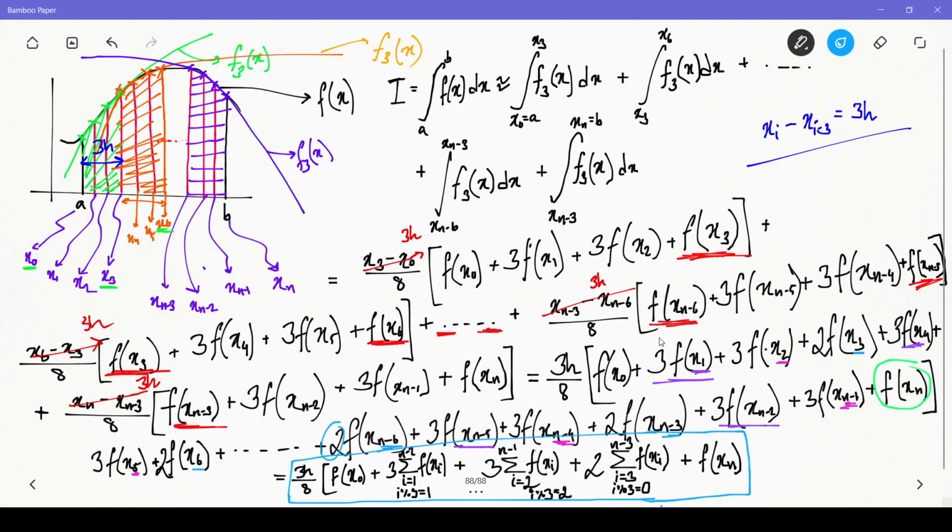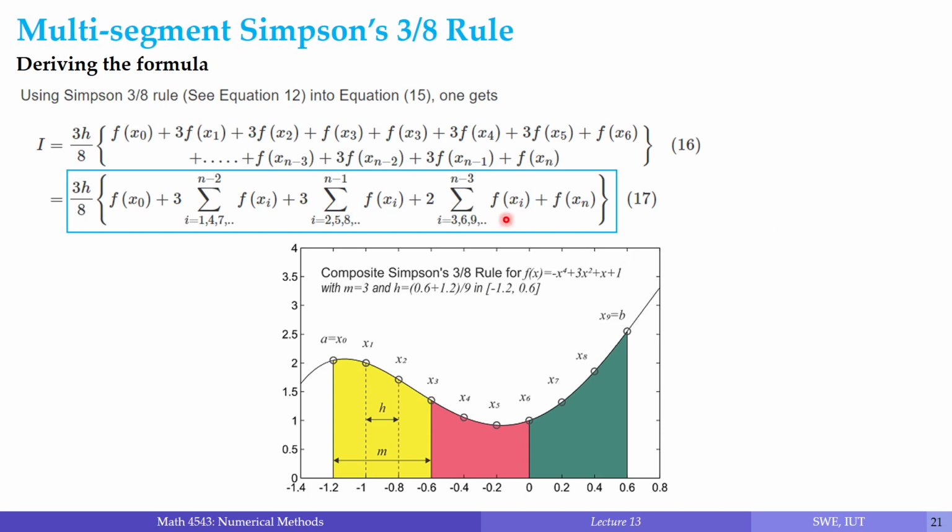So let's go back to our presentation and try to apply this formula to the same example that we have been talking about. Okay, so this slide basically discusses how to derive the formula for this multi-segment Simpson's 3 by 8 rule. So whatever formula that we have ended up with is something like this.